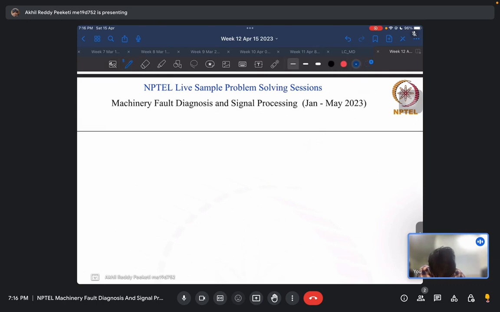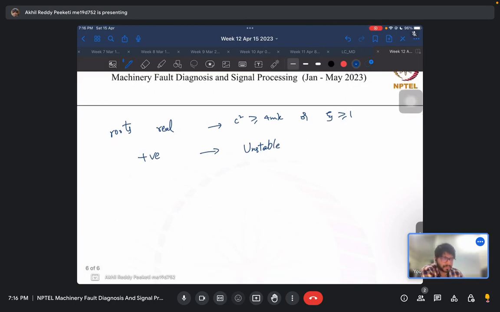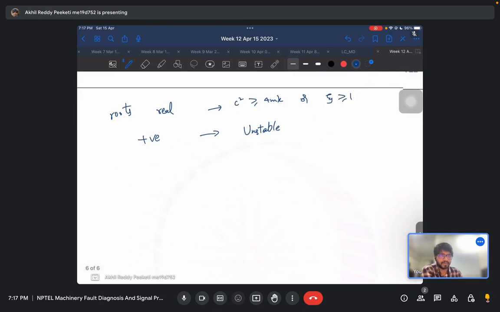So the roots would be real if c square is greater than or equal to 4mk, which is the same as zeta greater than or equal to 1. Now, if the roots are real and positive, then the system would be unstable. It will oscillate so much and it will fail.